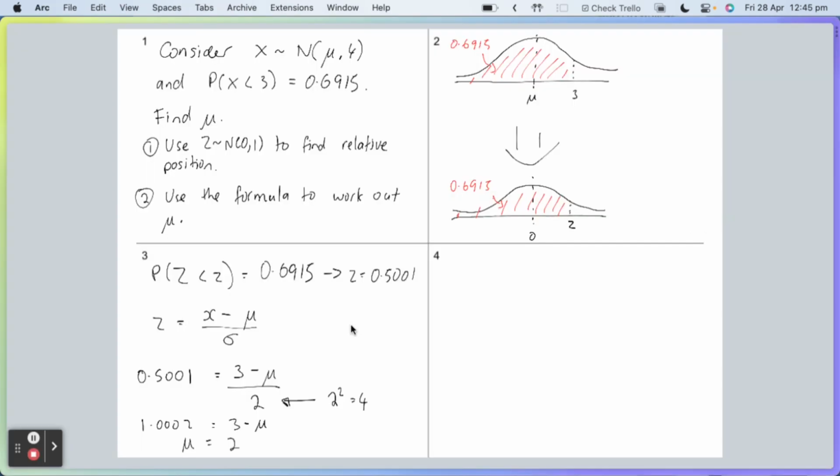Oh, sorry. Thanks, Charlie. See what I did there? So multiply both sides by 2, but I can see I'm basically aiming for 1 here. So when I add mu to that side and subtract 1 from that side, I get mu is equal to 2. 3 minus 2 equals 1. Okay? Questions?